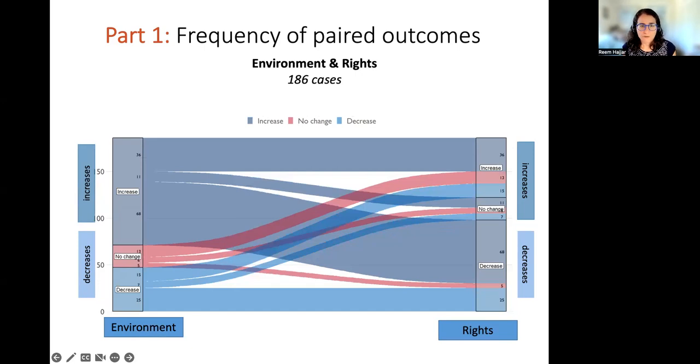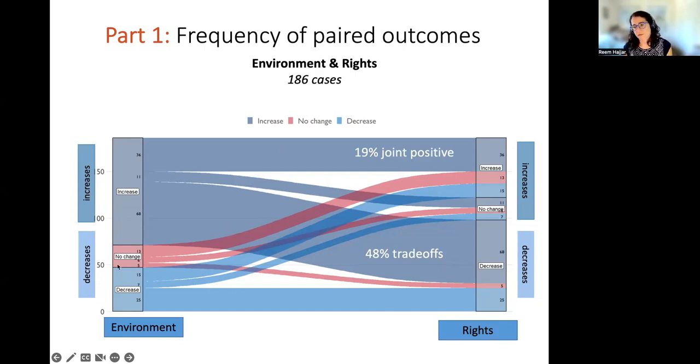So in terms of environment and rights, we see even more trade-offs here, where only about 19% of cases did we see both environmental condition improved and rights increased. We saw mostly trade-offs here, where the environment improved, rights being curtailed, right? So this one is more or less expected.